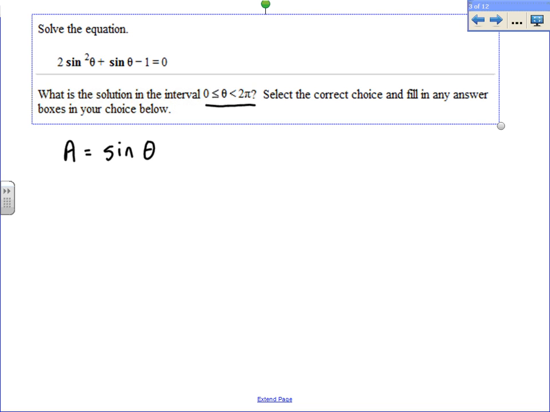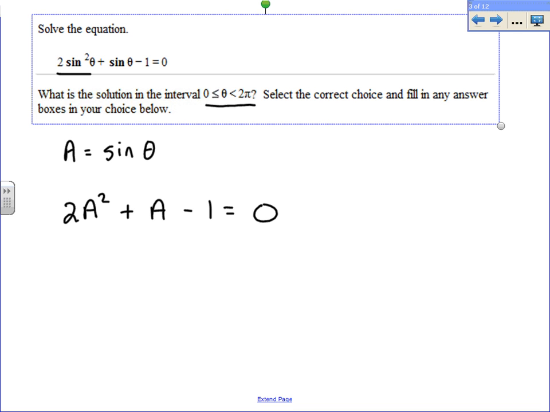We did some quadratic form ones like this in college algebra where we use that substitution idea to make the problem easier. So instead of 2 sine squared theta, we would just write 2a squared plus a, instead of sine theta, we're just going to put a there, minus 1 equals 0. And now that's easier for us to solve.